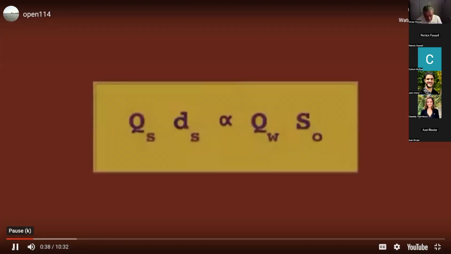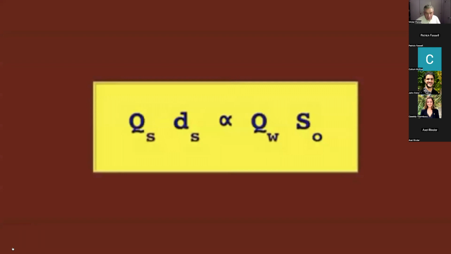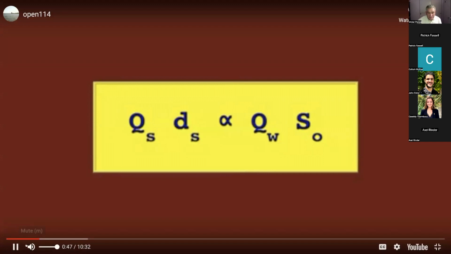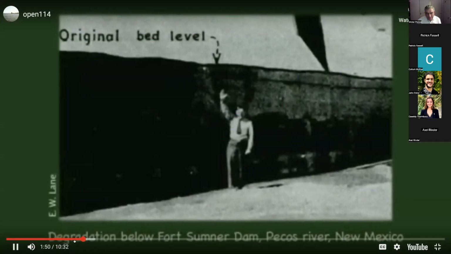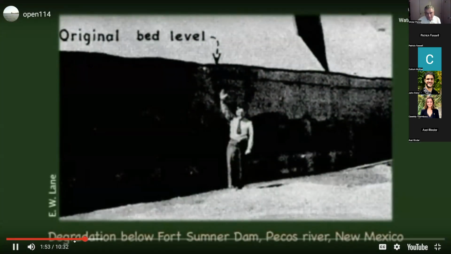In 1955, Emory W. Lane presented a relation between sediment load and hydraulic variables. This video dates back to 2011, by the way, so it's 11 years ago. So that's the Lane relation. Largely without affecting the river hydraulics. This photo shows the effect of releasing sediment-free water from a dam. A reduction in sediment load caused a reduction in bottom slope downstream of the dam, triggering channel degradation exceeding 3 meters.